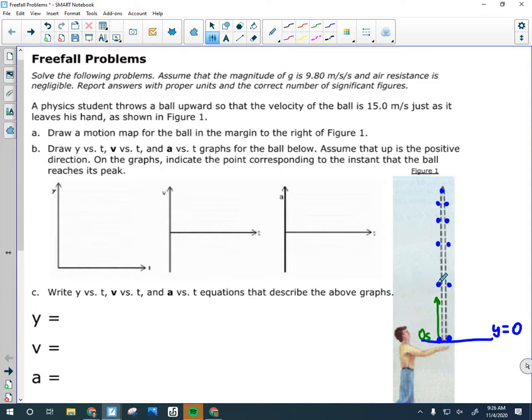As it rises, it slows down, so the velocity vector is going to get shorter in each case here on the way up. So slowing down, velocity gets less and less. And then right at the top, if we got that exact instant where it turns around, the velocity is 0 at the peak. And that's something that we'll use in some problem solving.